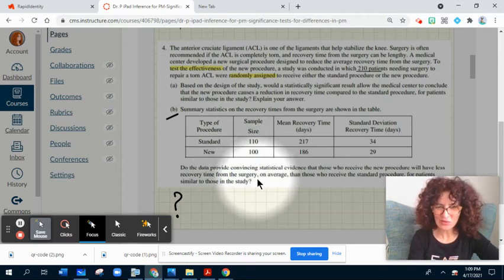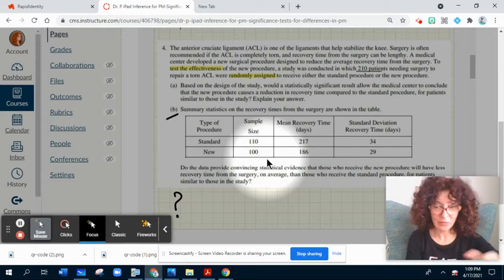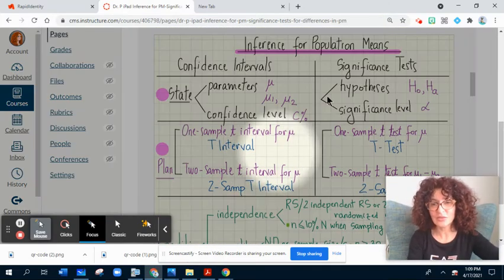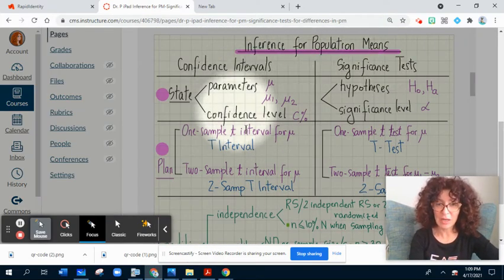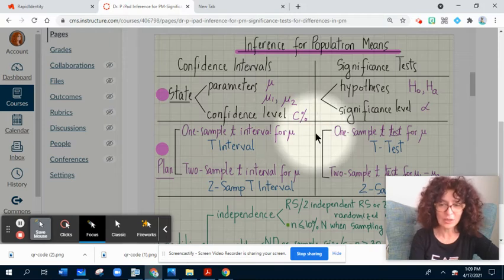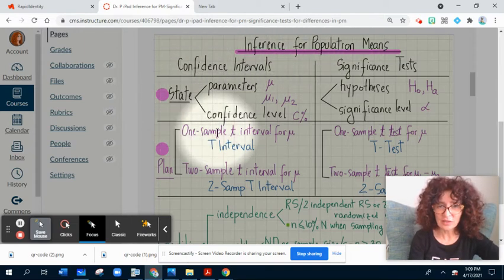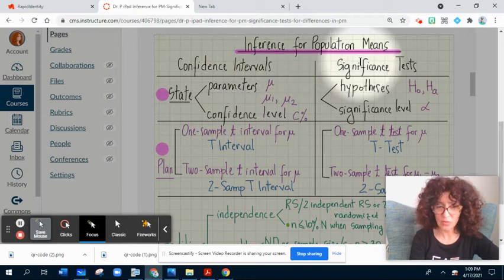Thank you for reflecting on question B. Before solving, let's together revise the inference procedures for population means. I made a poster for you. It will also be attached to the lesson on the district site. So let's revise just a bit both procedures for population means.